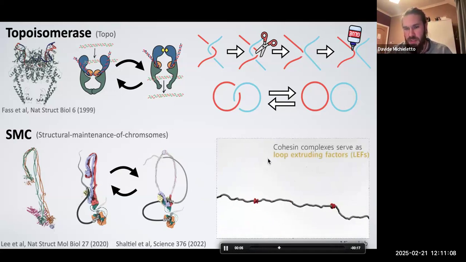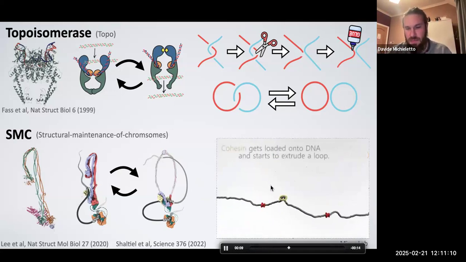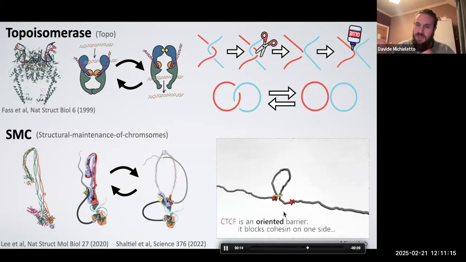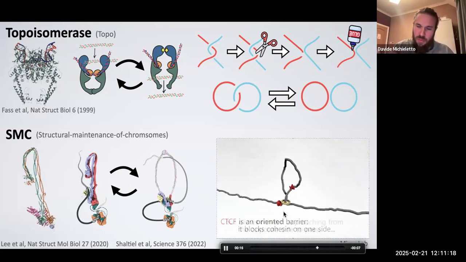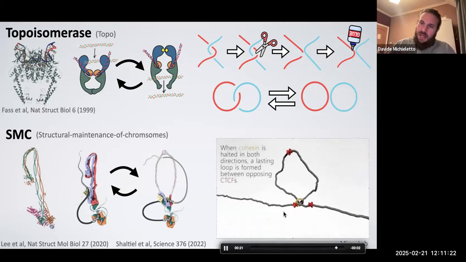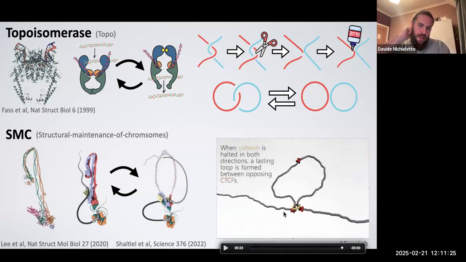Cohesin, this loop extruder or SMC, binds DNA. It's represented here by a ring, and then it pulls by changing conformation. Although in this movie you don't see the conformation change, in reality it does. It pulls a loop through. This is what people now call a loop extruder, and the genome organization community thinks that this operation is very important, both for mitotic chromosome structure and for interphase, so to really organize the genome inside our cells.